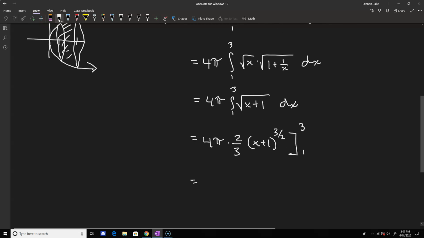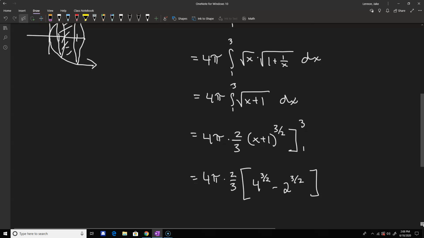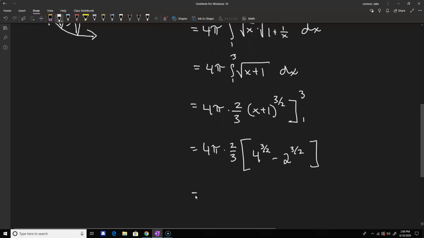So we get 4 pi times 2/3. And then we're going to get 4 to the 3 over 2 minus 2 to the 3 over 2, plus 1 for the second one. And apparently that comes out to 16 pi over 3 times 4 minus the square root of 2.